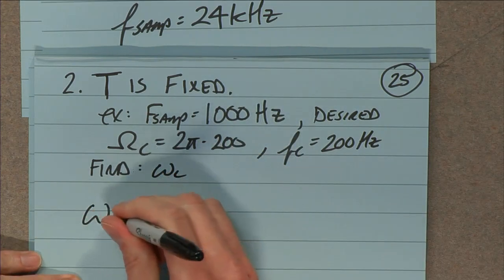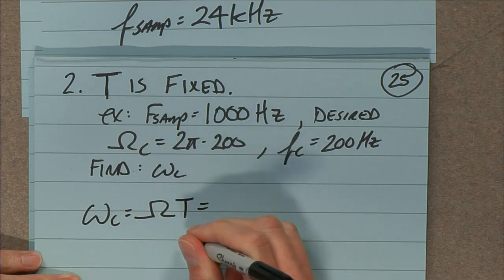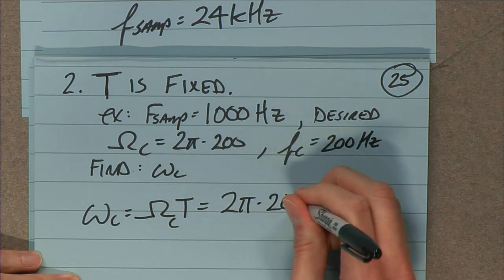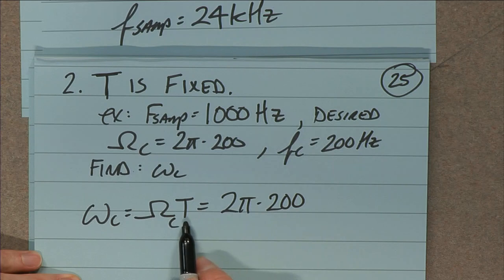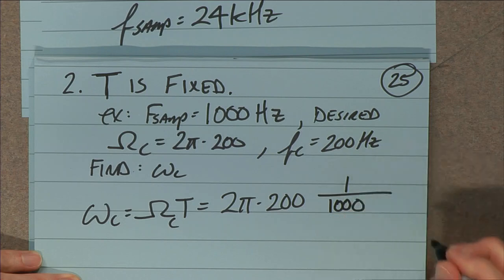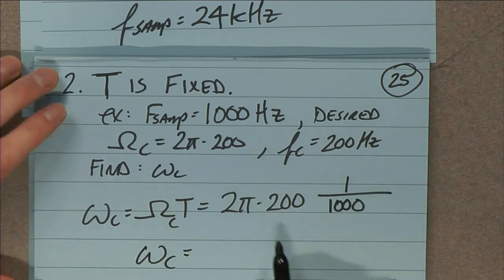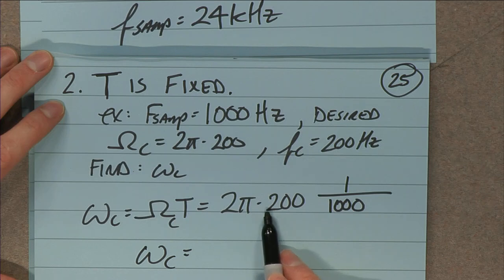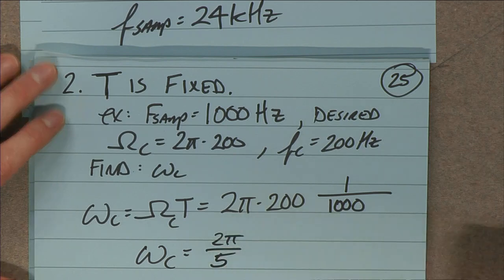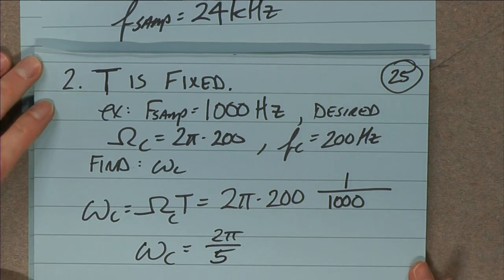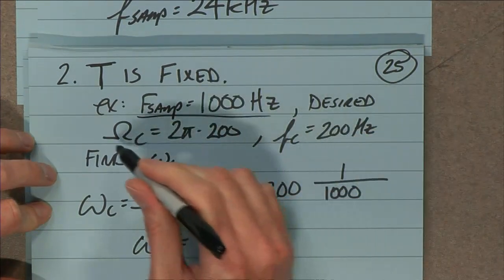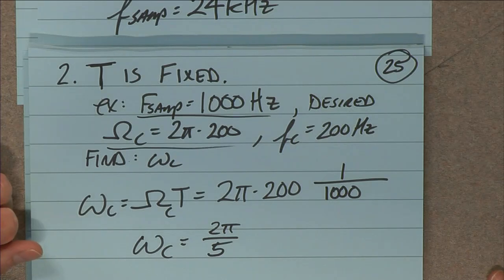All right. Well, luckily, that's just capital omega c, which is what? 2 pi times 200, 200 hertz, and capital T is 1 over f_samp, 1 over 1000. Right. So it's going to be 2 pi over 5? So that would be your cutoff for the digital filter, given f_samp and given your desired cutoff frequency in analog.